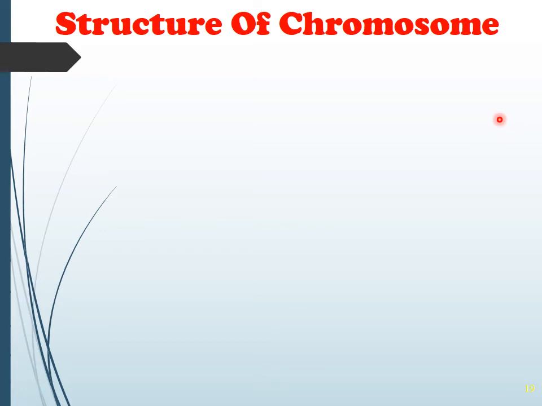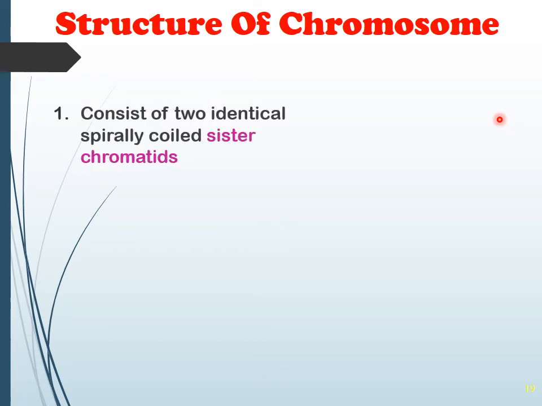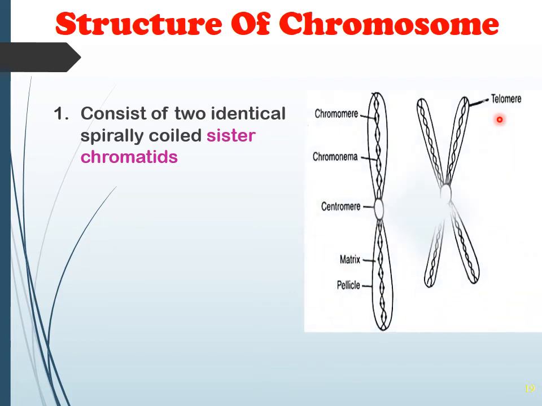As we have seen the structure of chromatin and the structure of DNA, let's study the structure of a chromosome. It consists of two identical spirally coiled sister chromatids, as you can see in this diagram. Before going ahead, I request you to please avoid these few labels. Kindly, the important label for this diagram is the centromere. Please remember this one.